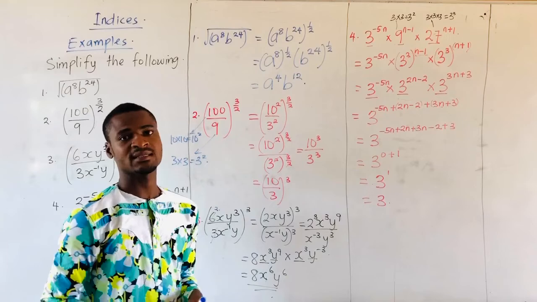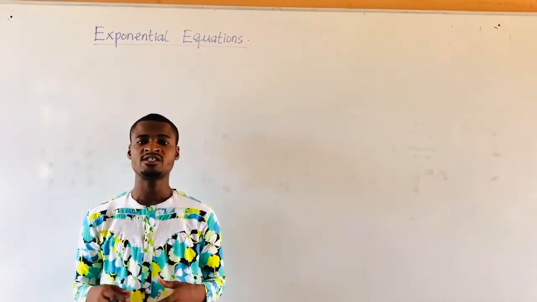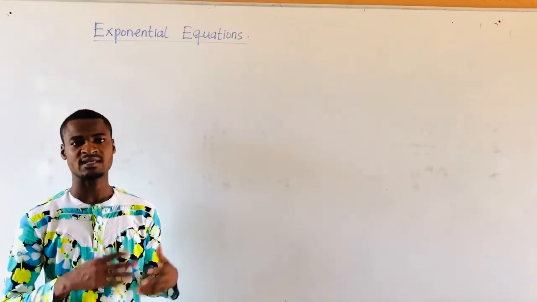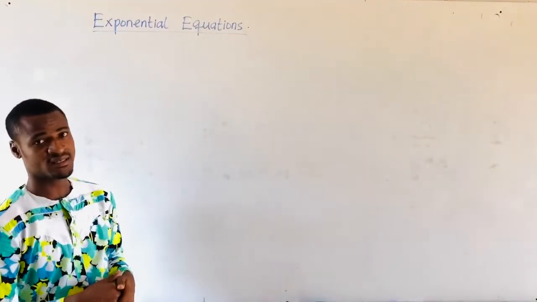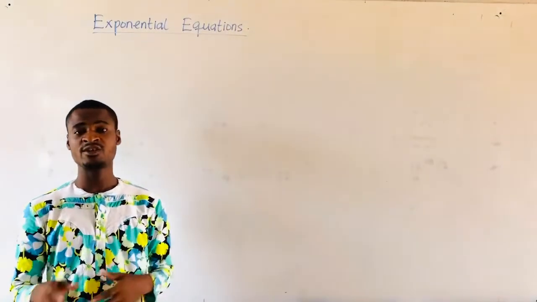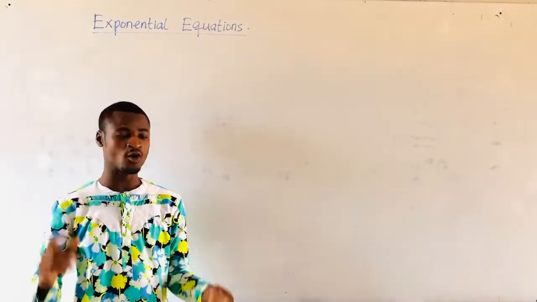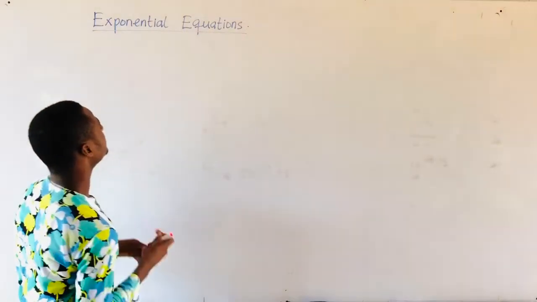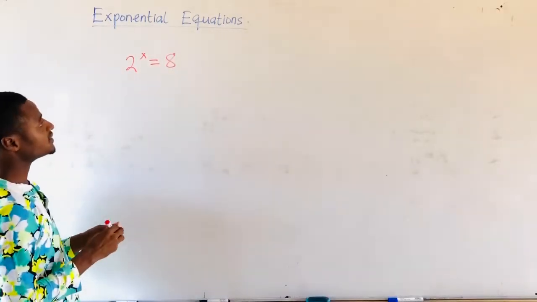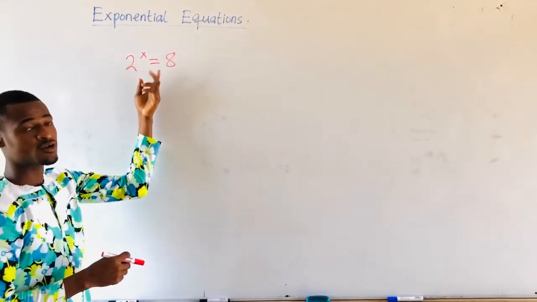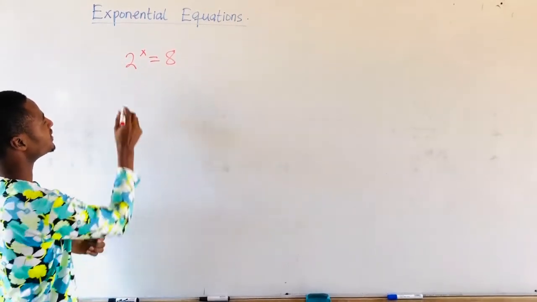Next, we will look at exponential equations. Some equations have their unknown variables as exponents, and these are the equations which are termed exponential. And so exponential equations are those equations whose unknown variables are exponents or indices. Let's look at this example. This is an equation since there is an equal sign, but the unknown variable is an exponent. How do we find this?